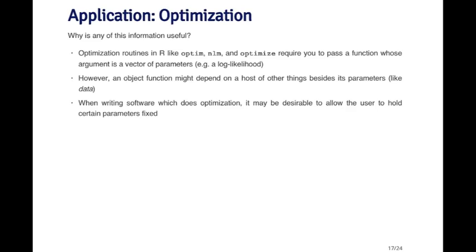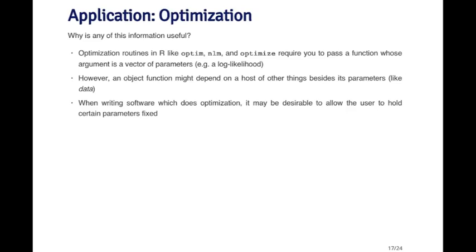There are a few optimization routines in R called optim, nlm, and another one called optimize, and they all require that you pass a function whose argument is a vector of parameters. For example, there's some function that you want to minimize or maximize over a range of parameters, and functions like optim, nlm, and optimize take that kind of objective function and try to find the minimum or the maximum.